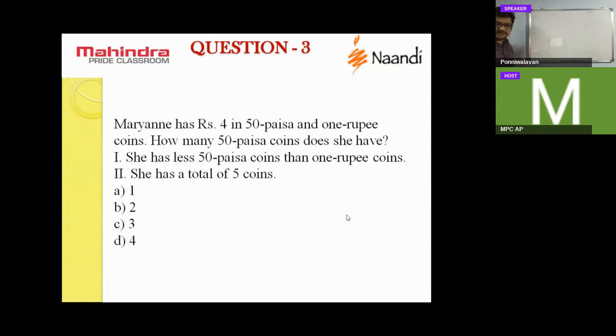Third question. Marianne has 4 rupees in 50 paise and 1 rupee coins. Totally 4 rupees in 50 paise and 1 rupee coins. How many 50 paise coins does she have?